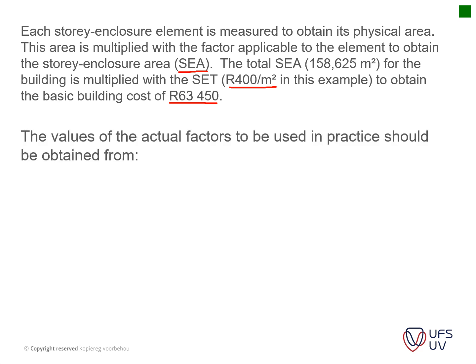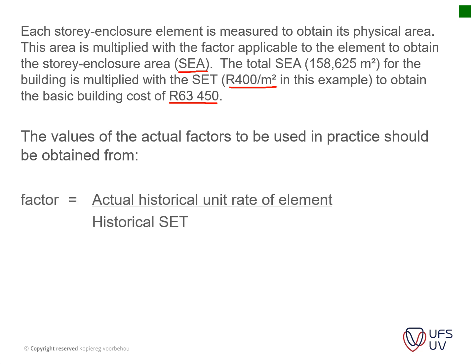The value of the actual factor to be used in practice is thus represented by the following formula. You have your actual historical data rate of the element, okay, and then you divide it by your historical cost or your historical enclosure tariff. Okay. This was shown in the example above.